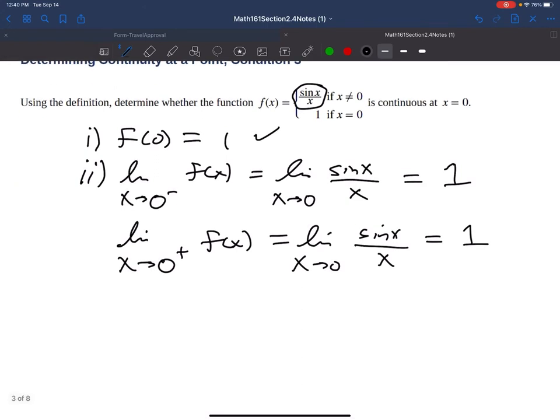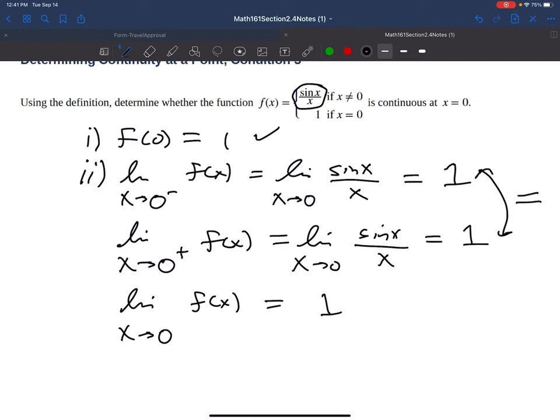Okay. And so it appears that the limit as x approaches 0 in general of f of x, of this piecewise function, is equal to 1, because these two agree. If the left and the right hand limits are equal.